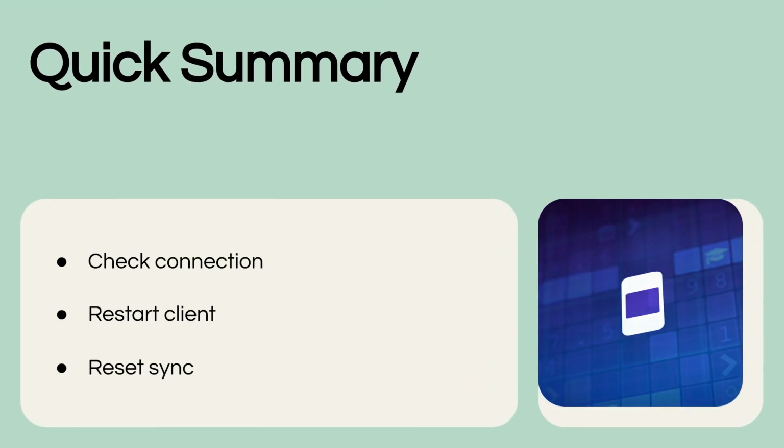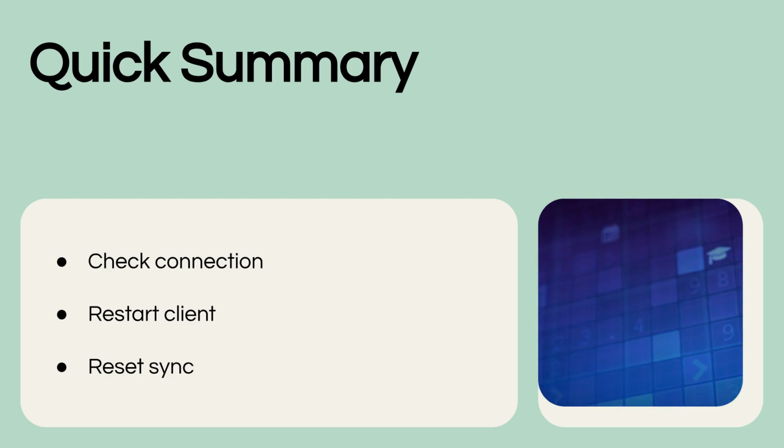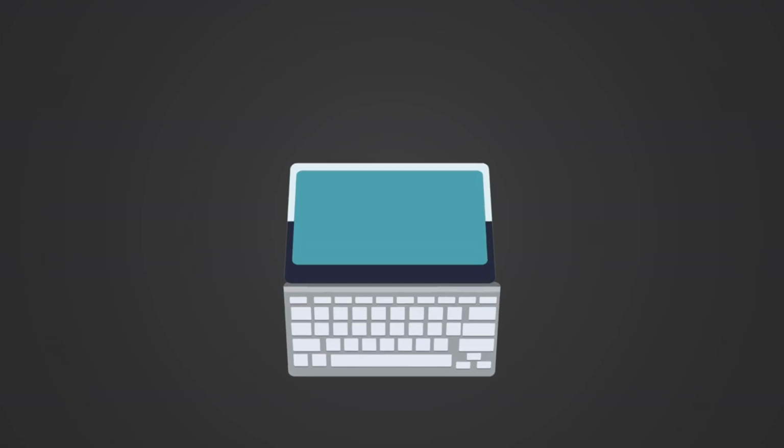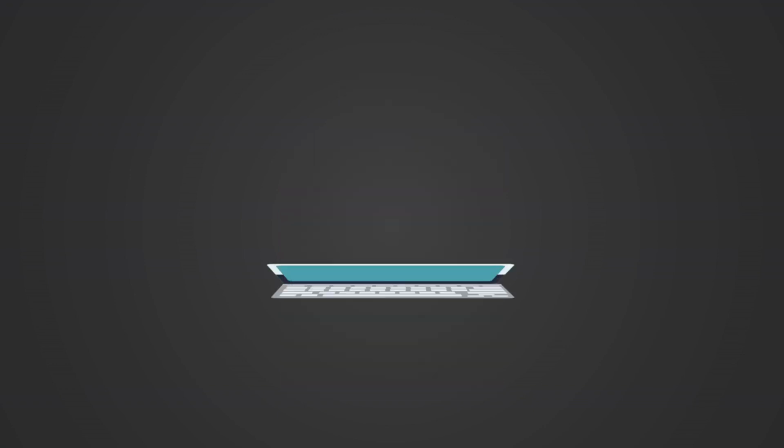You've gone through all the main steps for troubleshooting OneDrive sync issues. To recap, remember to check your internet connection, restart or relink the client, and if necessary, perform a full reset. If issues persist, contact Microsoft support or your IT team for personalized assistance.